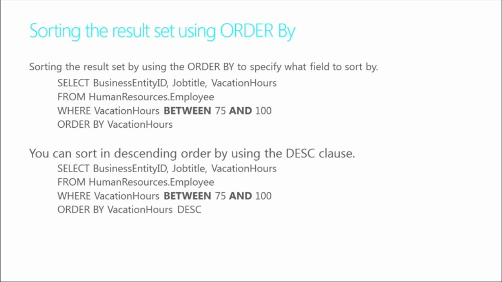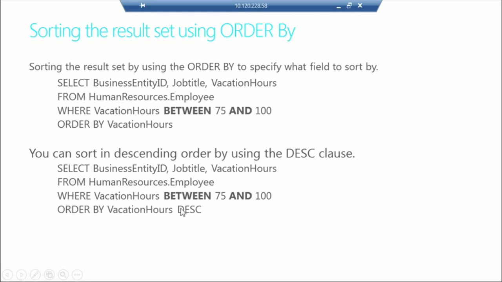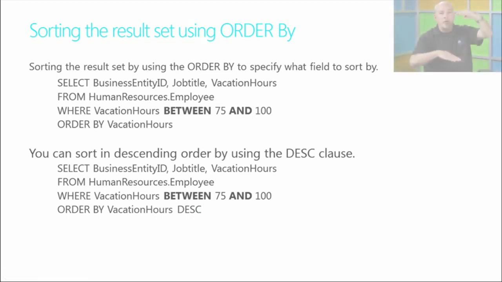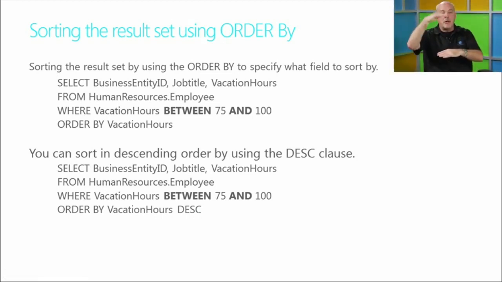You can reverse that. I used the same exact command on the bottom of the slide here, and on the reverse of it, all I did is add this DESC, short for descending. So now instead of seeing 75 at the top of the display down to 100, I'm going to flip that and see 100 down to 75. So it gives me an opportunity to sort and decide what order I want to sort them. And it doesn't have to be vacation hours. It could be by date. It could be alphabetically. We can choose what column we want to order by.